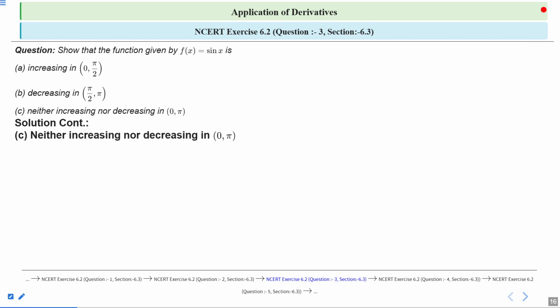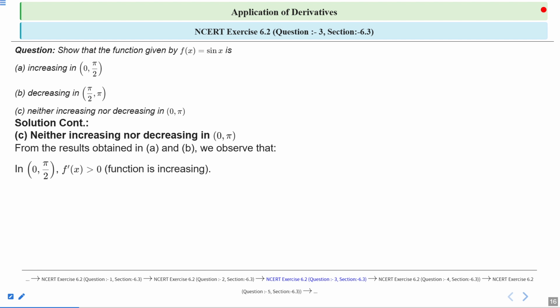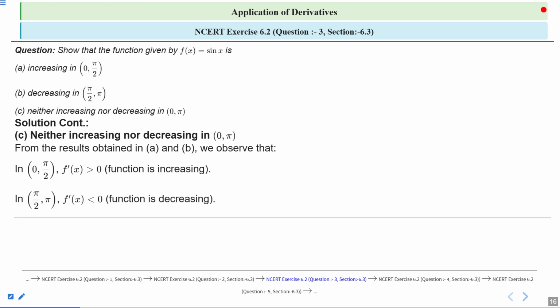Part C, which is neither increasing nor decreasing in 0 to pi. From the results that we have obtained in parts A and B, you can observe that in 0 to pi by 2, f dash x is greater than 0, which is increasing, and in pi by 2 to pi, f dash x is less than 0, so the function is decreasing.